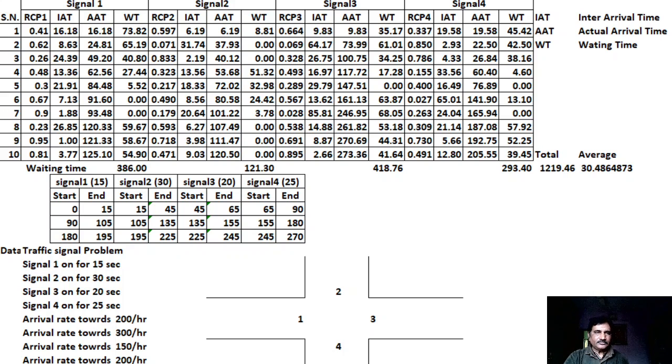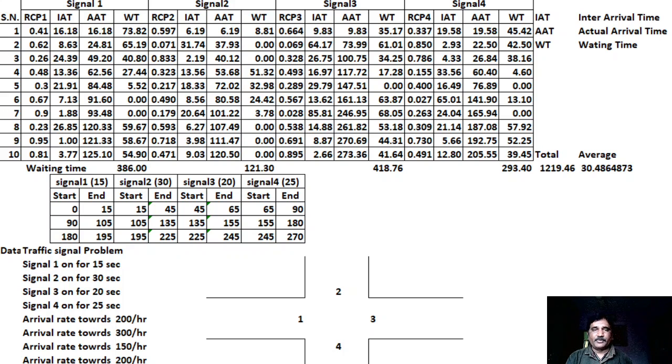Right. These are here not seen as 1, 2, 3, 4, but in sequence you understand: towards 1, towards 2, towards 3, and towards 4. These arrival rates are to be converted into a per second basis because the vehicles are arriving at high frequency, so it is better to have them in per seconds.